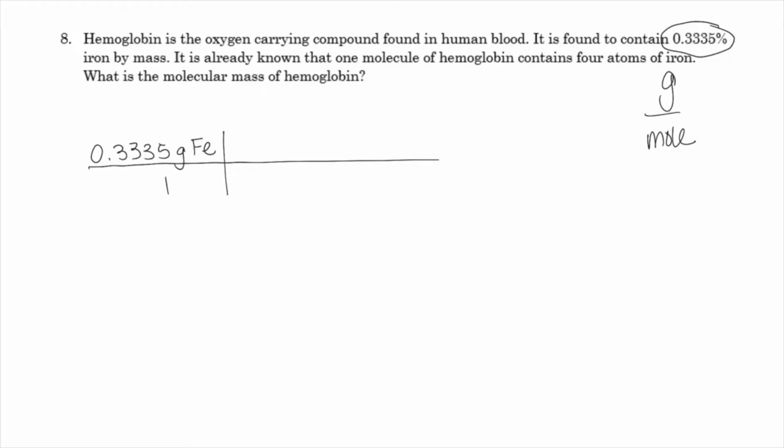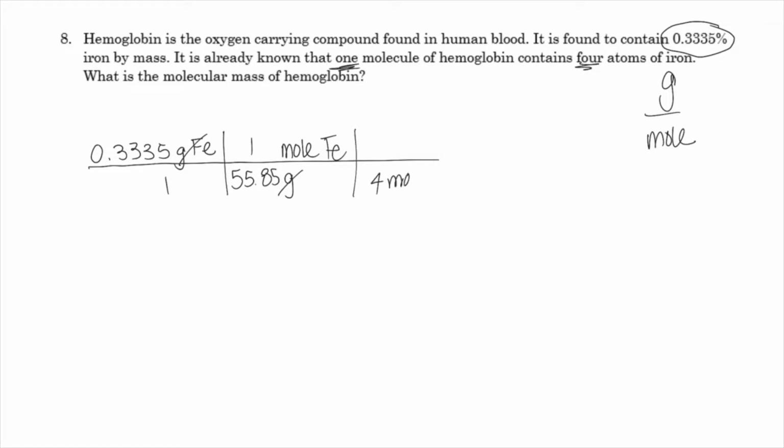So remember, when in doubt, go to moles. So grams comes down, mole goes to the top. 1 mole has a mass of 55.85. I get that from the periodic table. Now, how do we get from iron to hemoglobin? Well, it tells us that 1 molecule contains 4 atoms of iron. There's our jumping point, where we can go from the part to the whole. We can go from the amount of iron to the amount of hemoglobin.